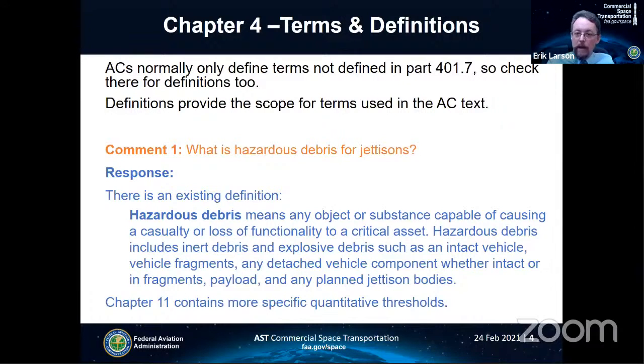cause a hazard. There are more specific quantitative thresholds in Chapter 11 of this AC, which are the same as those used in Range Commanders Council 321, RCC 321. So those provide quantitative values for thresholds that can be used for what's hazardous. But this more general definition accomplishes and incorporates anything that could actually cause a casualty or loss of functionality to a critical asset. So next slide.